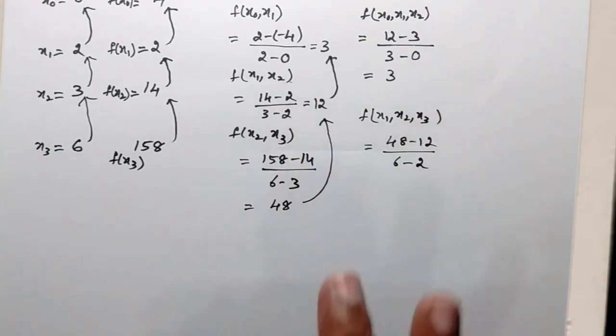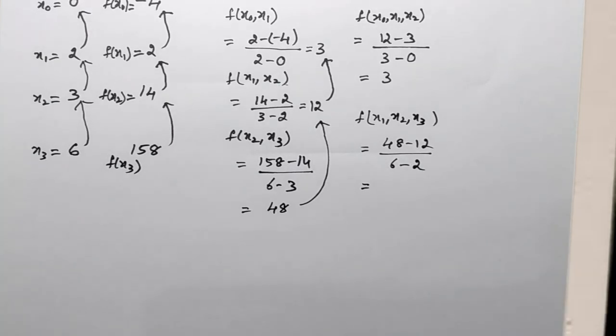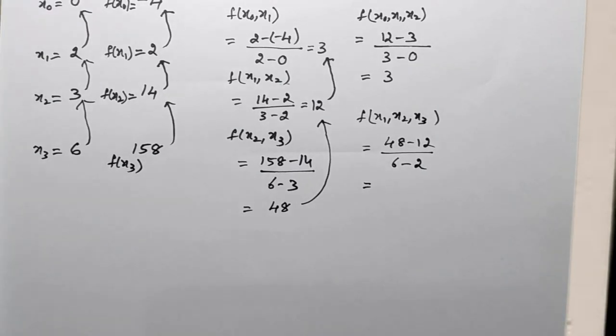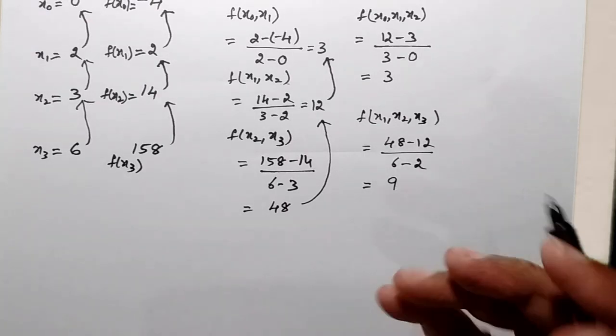Right? So we have calculated all the values. We just simplify this one. It is 48 minus 12 divided by 6 minus 2. You can just use a calculator and calculate it. 48 minus 12 will be 36. 36 divided by 4. We will be getting 9. Just check, are you getting 9?